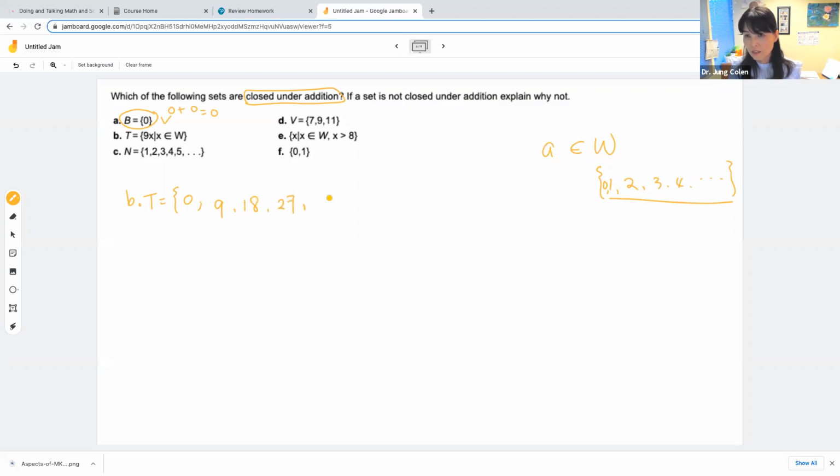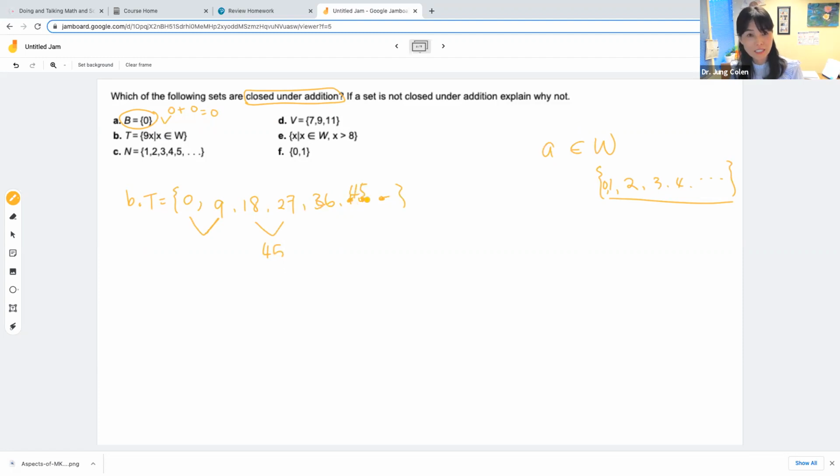Okay, 36, something like that. Okay, so these are the elements of set T. Now, let's think about whether this is closed under addition. So pick any 2 numbers. 0 plus 9, it's 9, so it is element of T. Let's pick another 2, any 2. How about these 2? 18 and 27 together, what is it? 45? And 45 is actually next number, right?